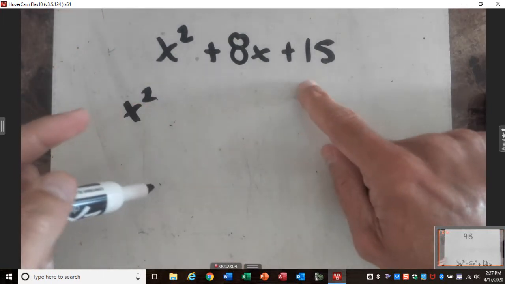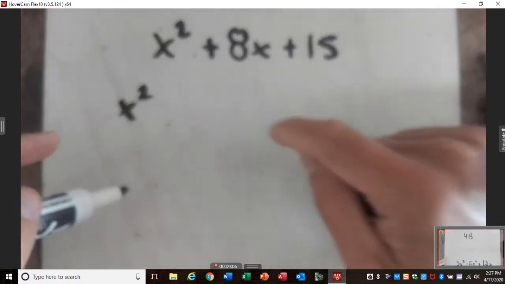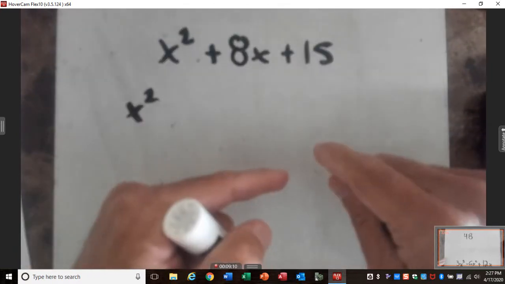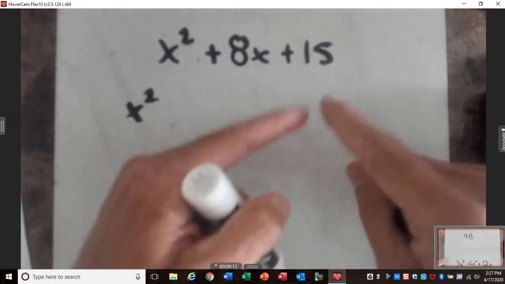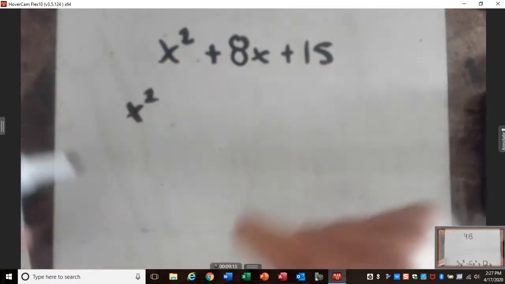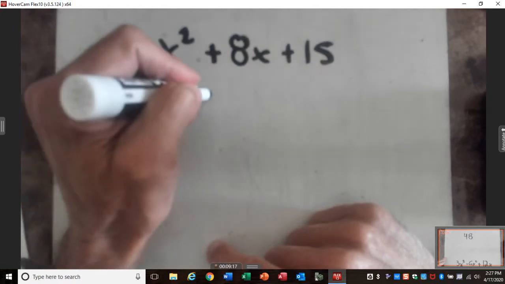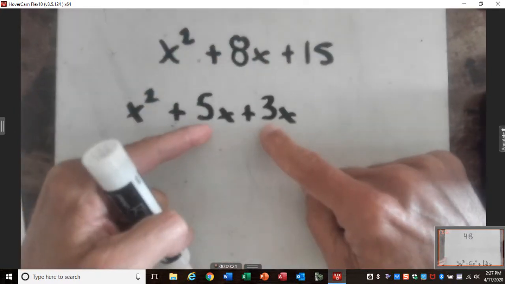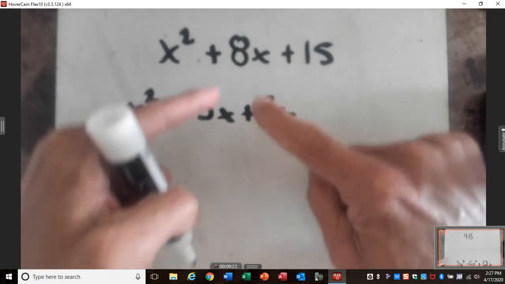We want factors of 15 that add up to 8. Think about your factors of 15. 15 and 1, 5 and 3. Hey, 5 and 3 work, right? 5 times 3 is 15, and 5 plus 3 is 8. So we're going to break the 8x down into 5x and 3x. Remember, 5 and 3 are your two factors of 15 that add up to 8.